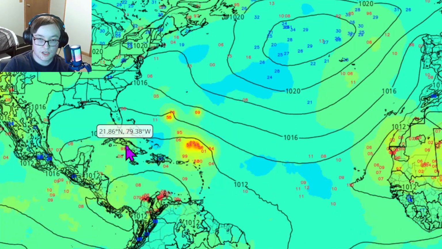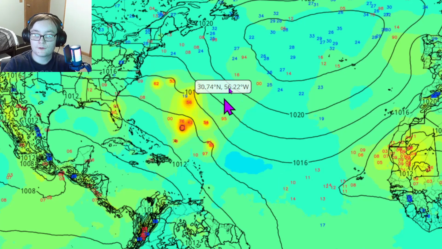But a few of these models, look at some of these ensembles, actually do take it near Florida as well. So we do want to keep an eye on that and just watch the system closely. And it doesn't look like it does much with that second wave, just a broad amount of ensemble members out here. Nothing nearly as notable as that first tropical wave.